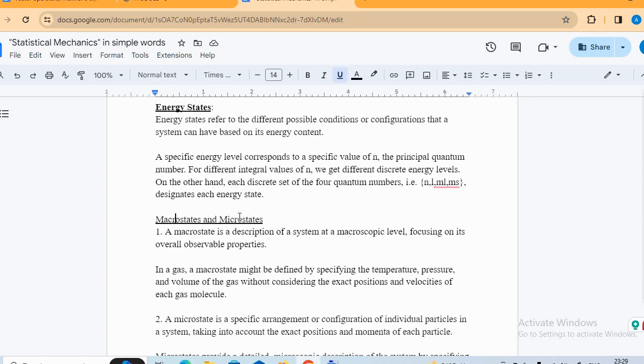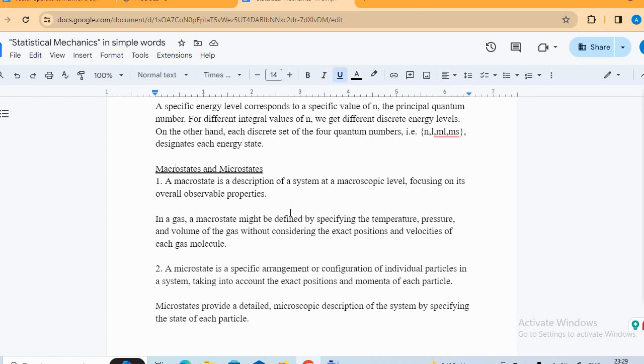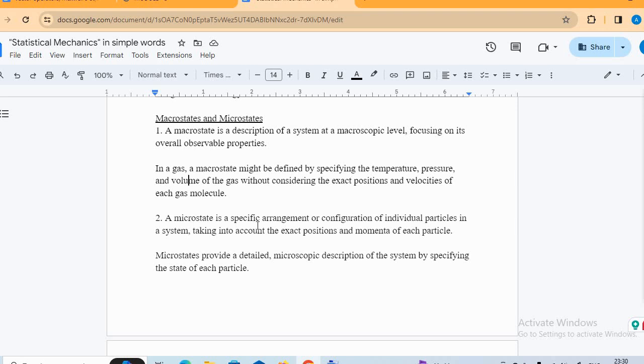Now comes the concept of macrostates and microstates. A macrostate is the description of a system at a macroscopic level, focusing on its overall observable properties, such as temperature, pressure, volume, or electrical, magnetic and mechanical properties. Another term is microstate. A microstate is a specific arrangement or configuration of individual particles in a system, taking into account the exact position and momentum of each particle. When particles are moving, their positions, velocities and momenta are changing. Their position and momentum behavior explains the microstates. A microstate provides a detailed description of the individual particles.